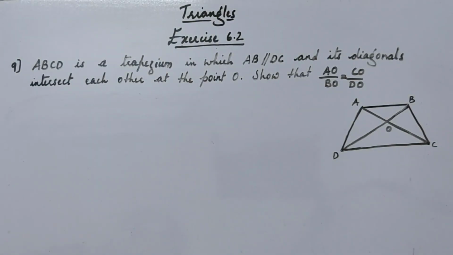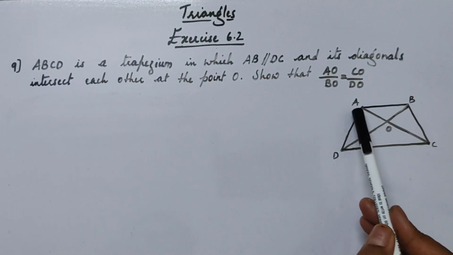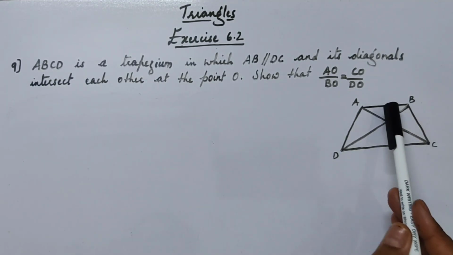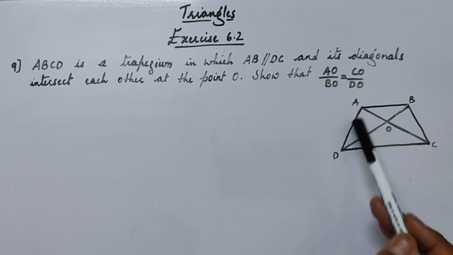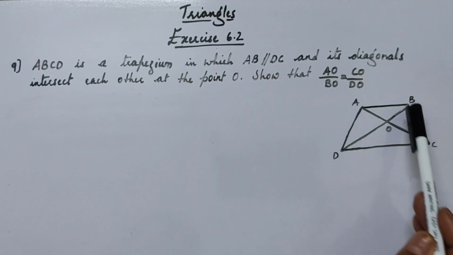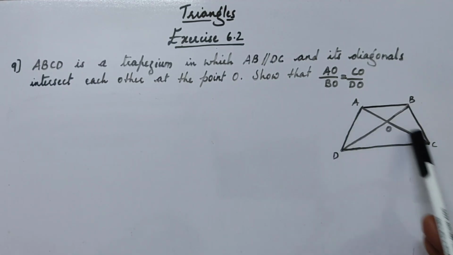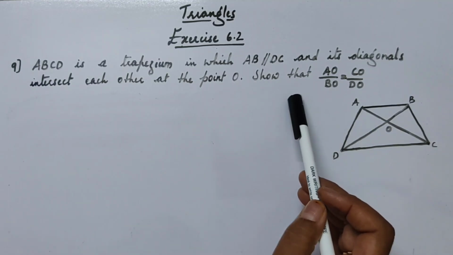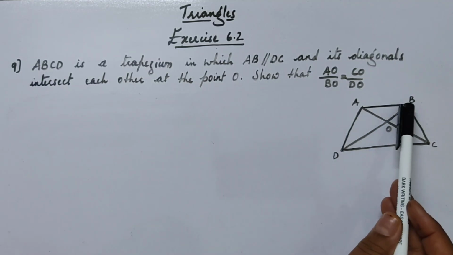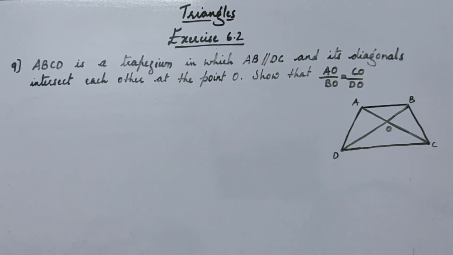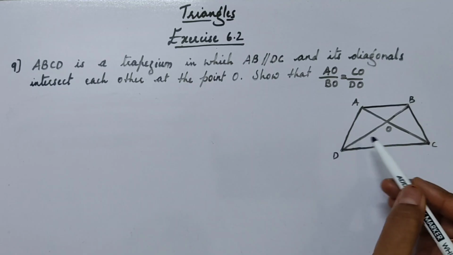Come on, let's solve the next question. Here ABCD is a trapezium, in which AB is parallel to CD. So these are the parallel sides of the trapezium, students. These are the non-parallel sides. Now there are diagonals here, AC and BD. They are intersecting at the point O. We have to show that AO by BO equals CO by DO.